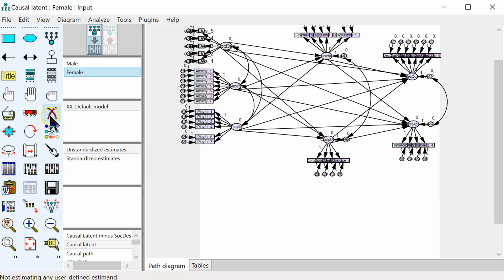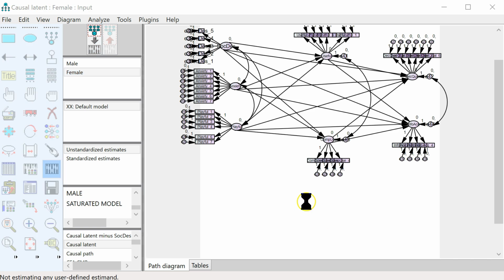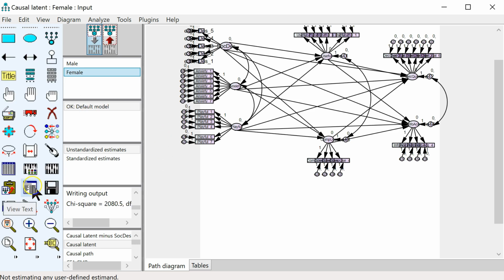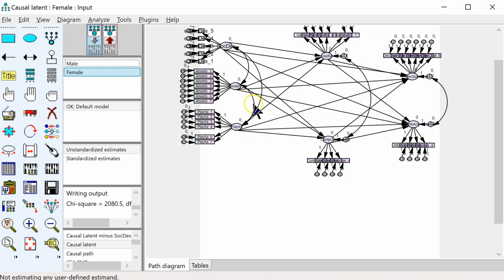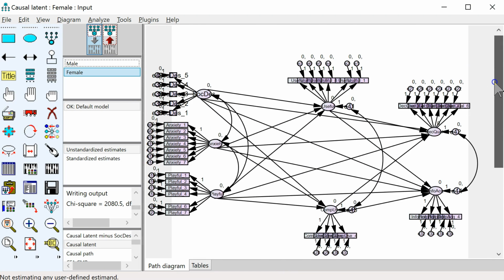Okay, so when we run this, here we go, run. We just want to see if there are differences. Wait, it's taking its sweet time. Am I bootstrapping right now? Okay, it ran. Let's see if those two paths that we theorized about, playfulness to usefulness and anxiety to usefulness, let me zoom in here on those two paths.